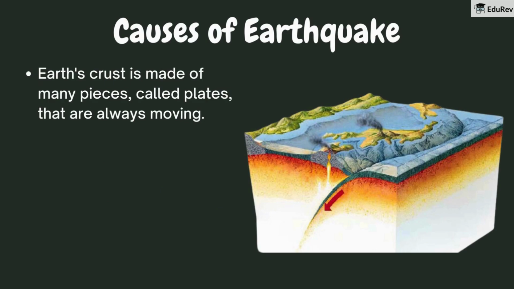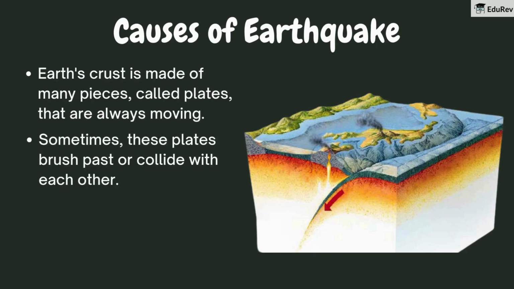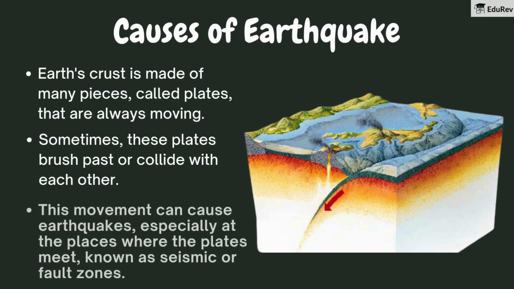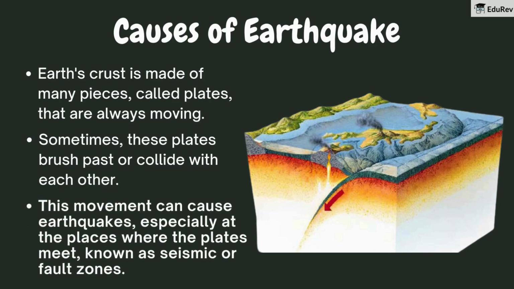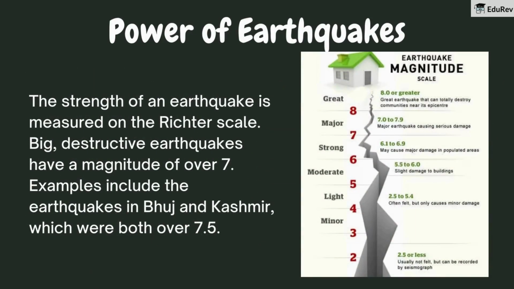Earth's crust is made of many pieces, called plates, that are always moving. Sometimes, these plates brush past or collide with each other. This movement can cause earthquakes, especially at the places where the plates meet, known as seismic or fault zones. The strength of an earthquake is measured on the Richter scale. Big, destructive earthquakes have a magnitude of over 7.